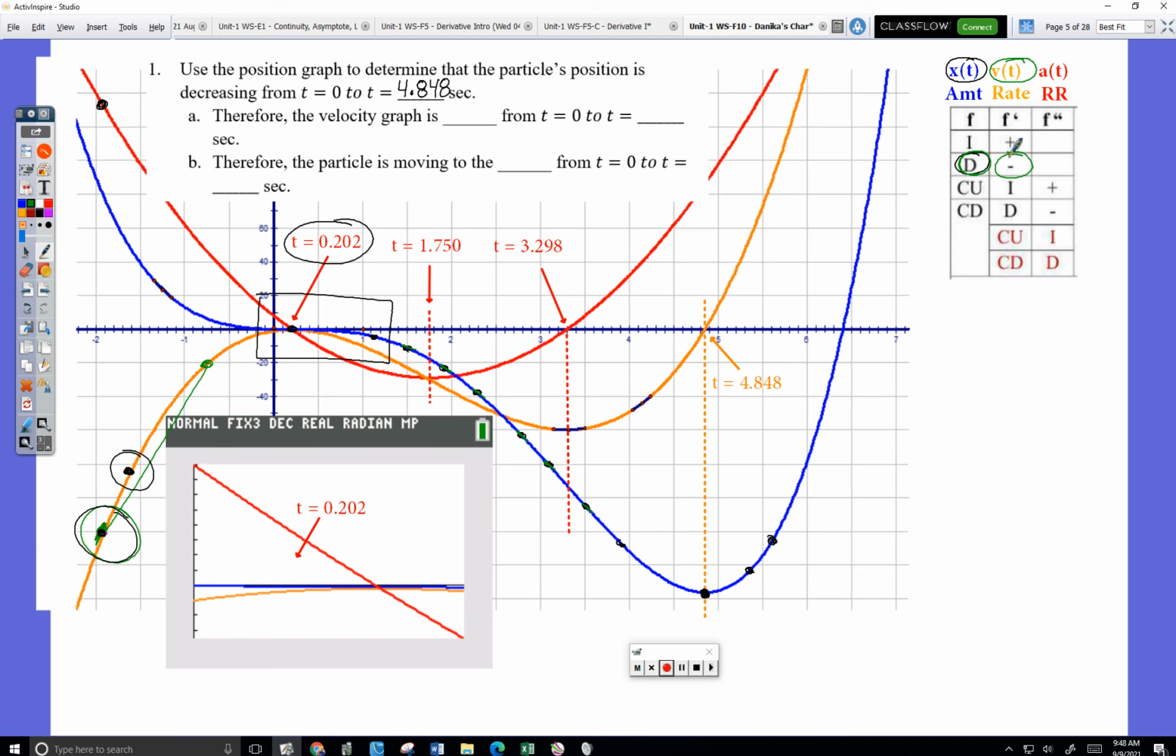So, sure enough, look, here are the y-coordinates of the velocity. This y-coordinate is negative because this tangent slope here is negative. This y-coordinate on the velocity is right here, negative, because this tangent slope of the position is negative. Questions?